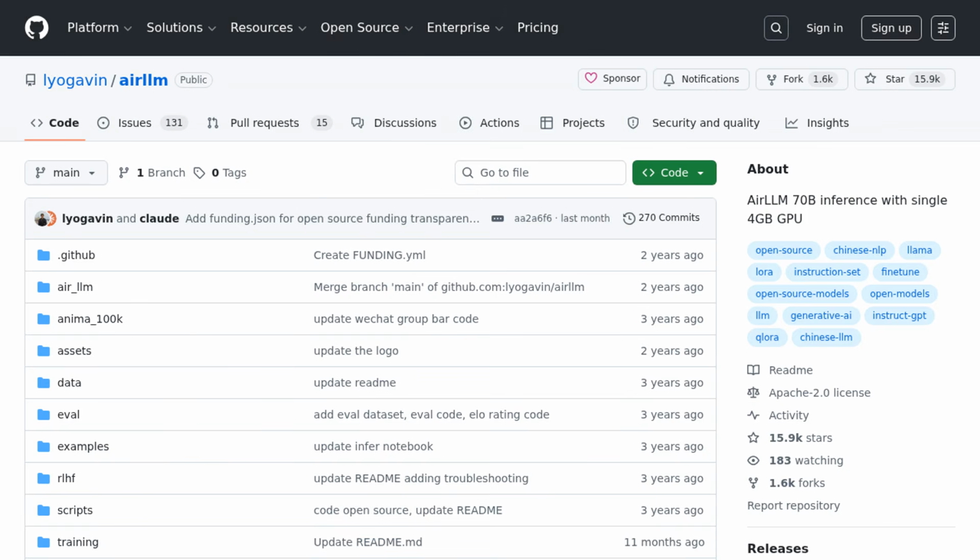The developer community has taken notice. The project has gained significant traction, accumulating over 15,850 stars on GitHub, with more than 260 of those added in just a single day. And with over 1,600 forks, it's clear there's strong interest in its unique approach.